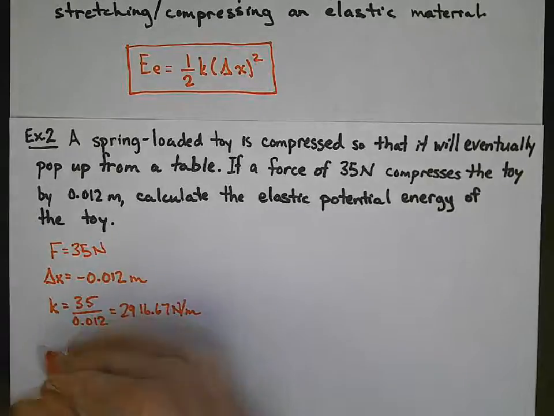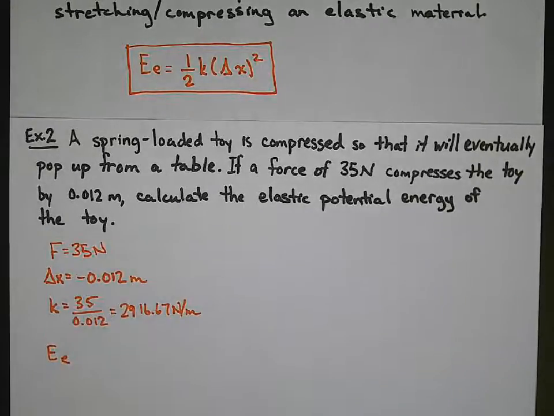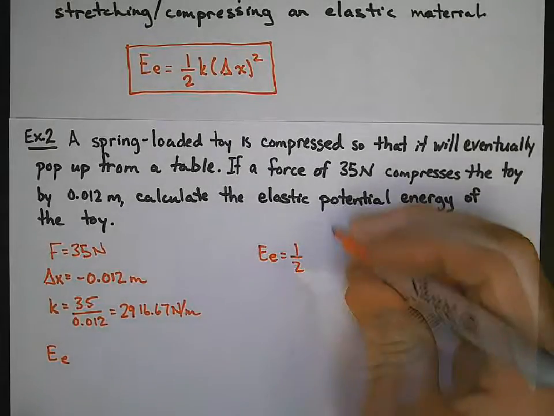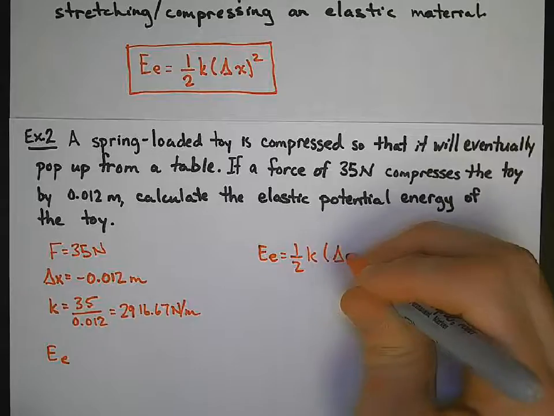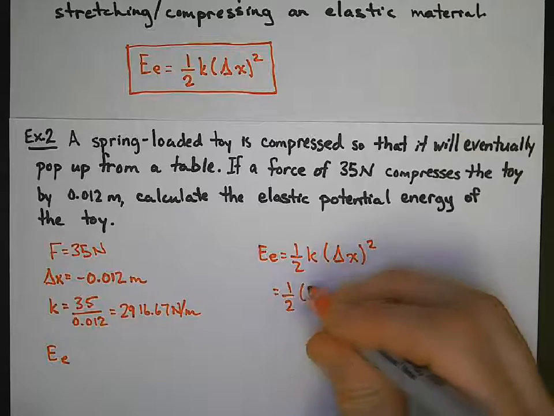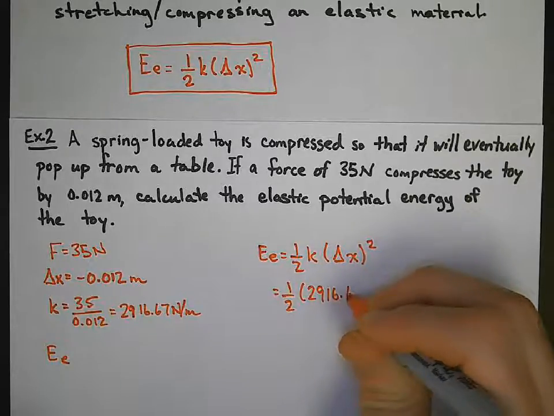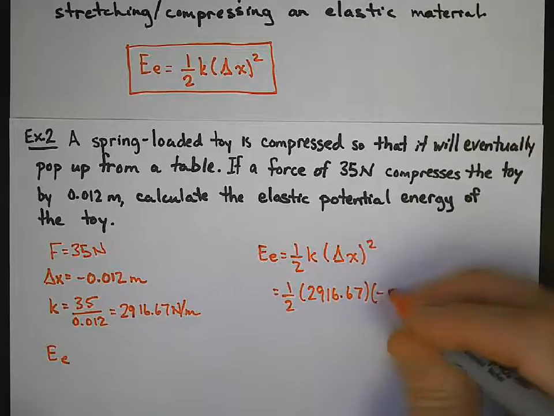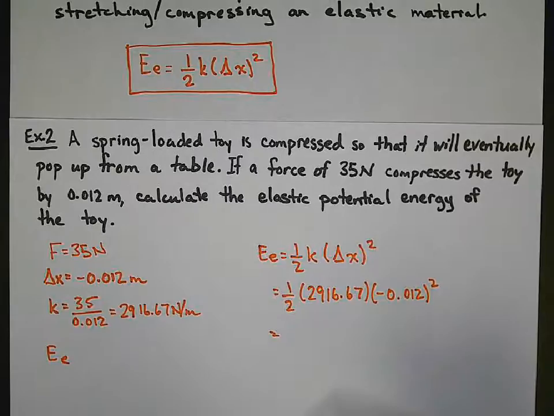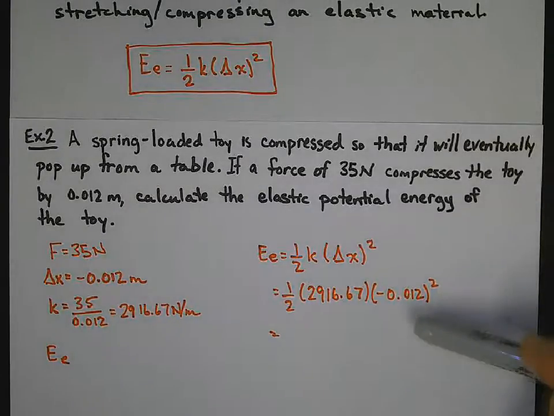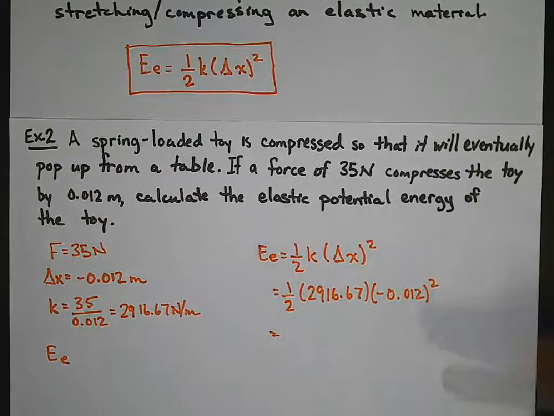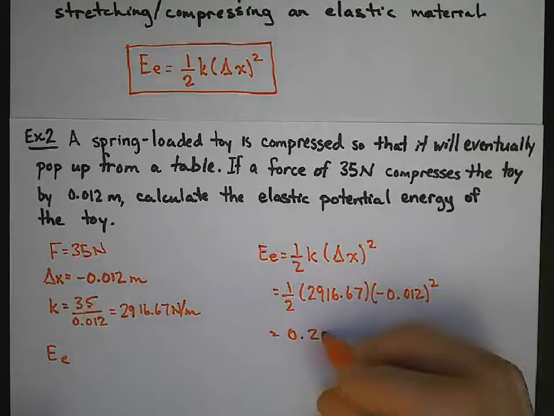So we're looking to calculate the elastic potential energy, EE. So 1/2 k delta x squared. So that will be 1/2 times 2,916.67 times negative 0.012 squared. And thankfully for the square, we do in fact get that our elastic potential energy will be positive in this case, and it is 0.2100.